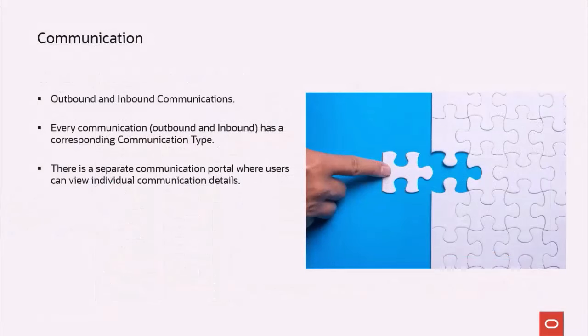Now the last one is communication. The final major component in MSM is communication, which makes use of both outbound and inbound communications. Outbound communication is used to send a message from MSM to any other external sources or applications, whereas inbound communication is used to receive messages from any external systems or applications. So now let's see the communications in the application itself.